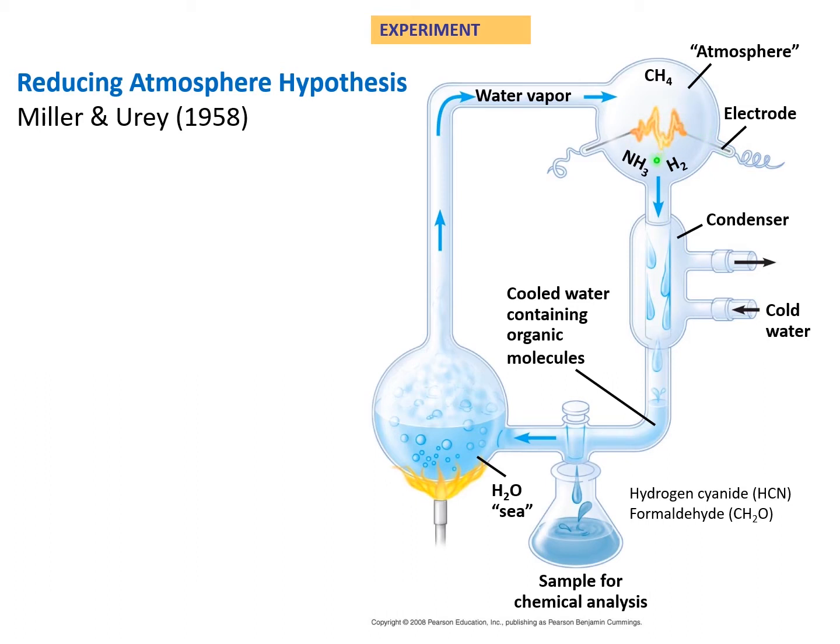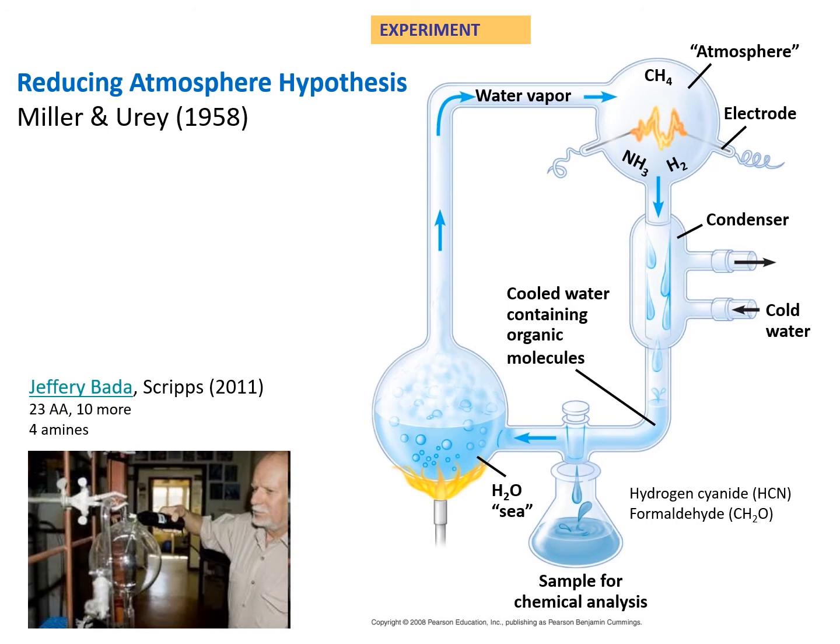And then when the atmosphere cooled and everything condensed down, and they sampled their chemicals, what they found was formaldehyde. They found hydrogen cyanide in their sample. So they found some organic molecules that weren't present over here, right? And so they were actually able to find some amino acids.